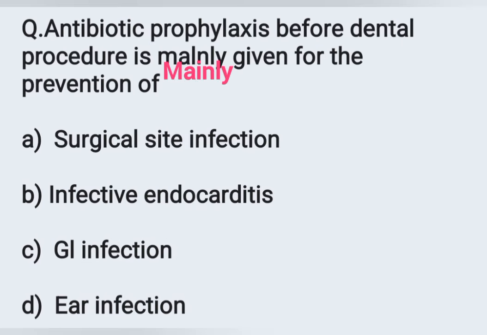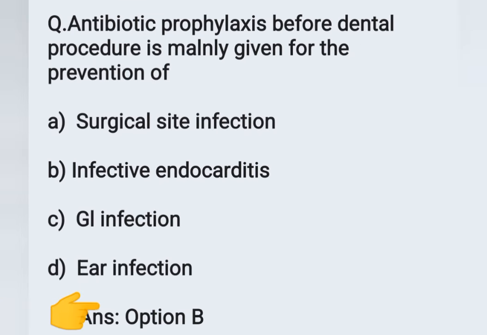And the next question is, antibiotic prophylaxis before dental procedure is mainly given for the prevention of: option A surgical site infection, option B infective endocarditis, option C GI infection, option D ear infection. Our question is, why is antibiotic prophylaxis given before dental procedure? It is mainly for the prevention of infective endocarditis. Option B is the correct answer.